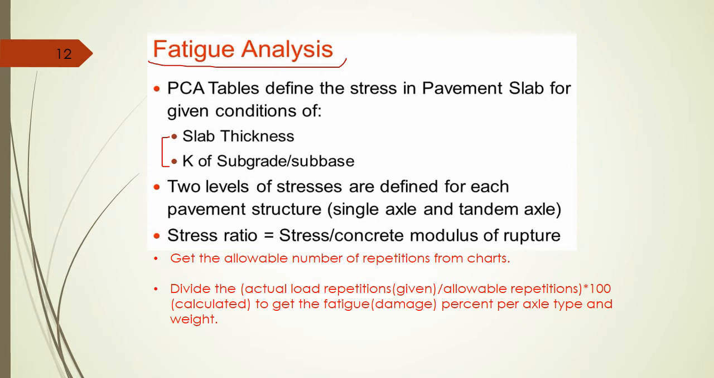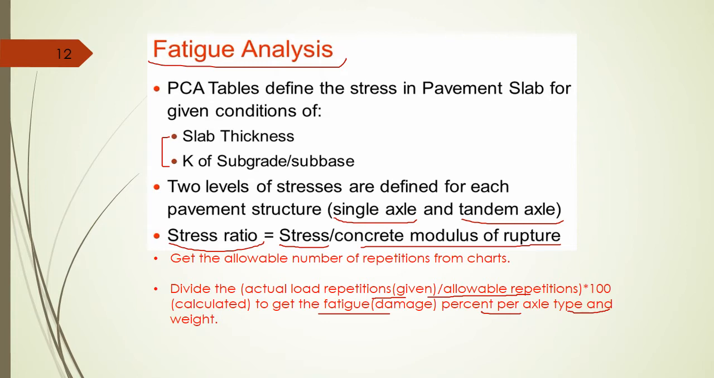Two levels of stresses are defined for each axle type, whether it's single axle or tandem axle. You will obtain a stress ratio equal to stress over concrete modulus of rupture. We will get the allowable number of repetitions from charts to reach failure. Divide the actual load repetitions, which will be given or calculated, by the allowable repetitions from the graph, multiply by 100 to get the fatigue damage as percent per axle type and weight.